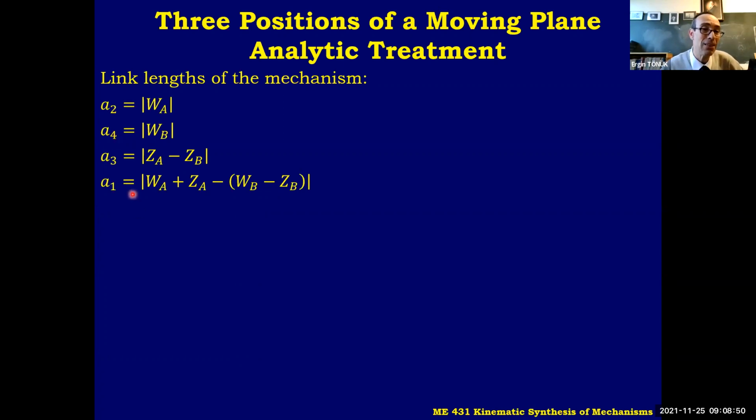And the fixed link length, which is this one, is actually WA plus ZA minus WB minus ZB, in parentheses, in magnitude. Actually, you may have another minus sign here as well, but since it's the magnitude, whether it's minus or plus doesn't matter. That's why I simplified it. So this is actually what we are looking for in terms of the link lengths.